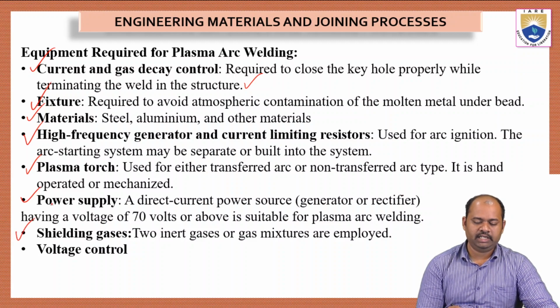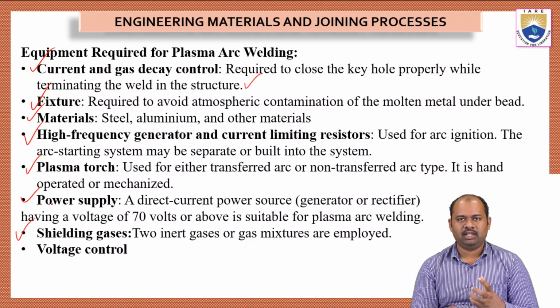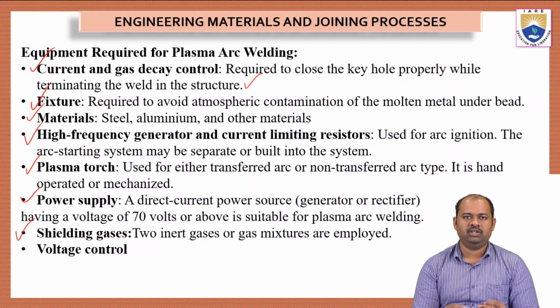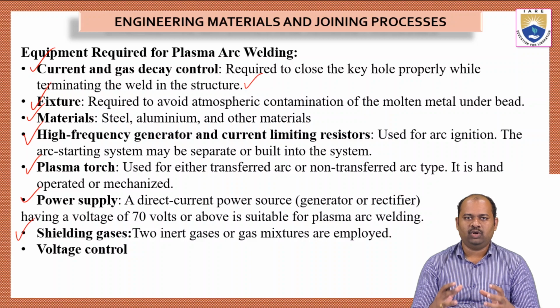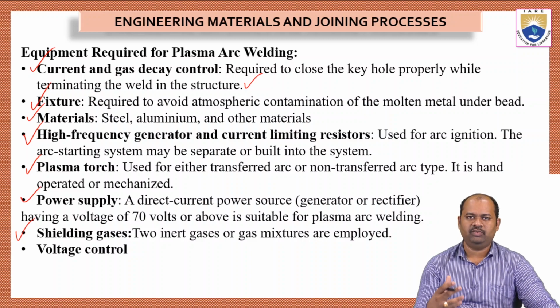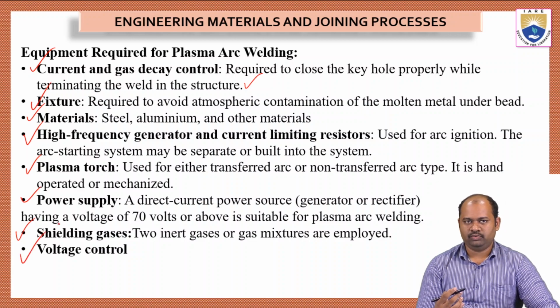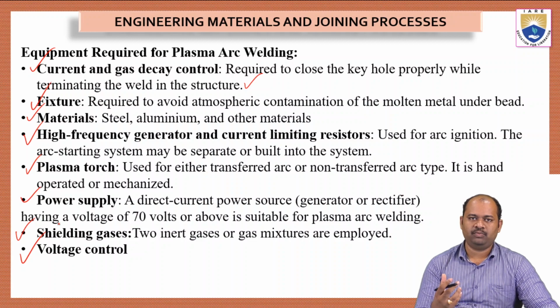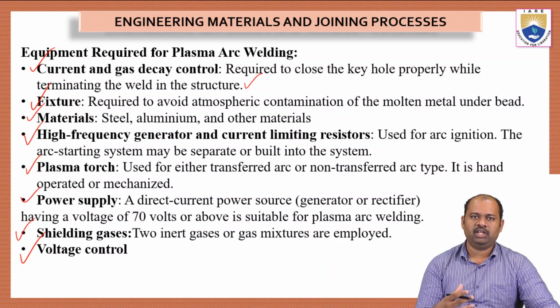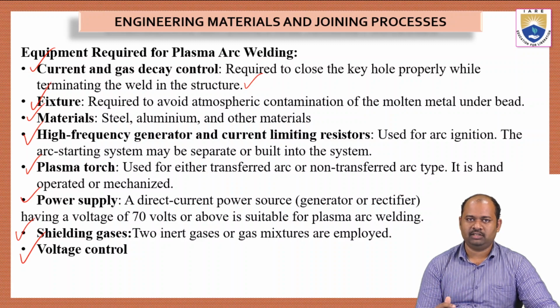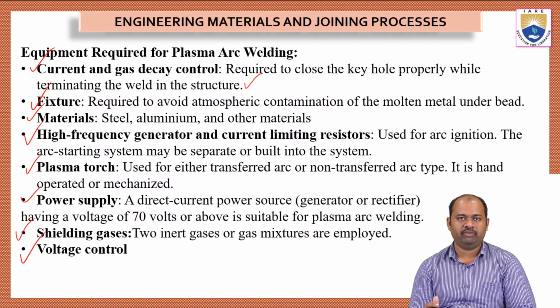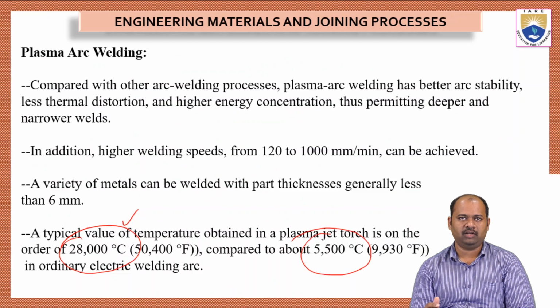And then we need shielding gases. Different gases are used, like inert gases, in order to shield the joint and prevent it from contamination with atmospheric oxygen. And then we have voltage control also. Depending on the thickness of the plate, we have to change the voltage so that we can weld plates of the required thickness. So these are all the important equipment required for plasma arc welding.